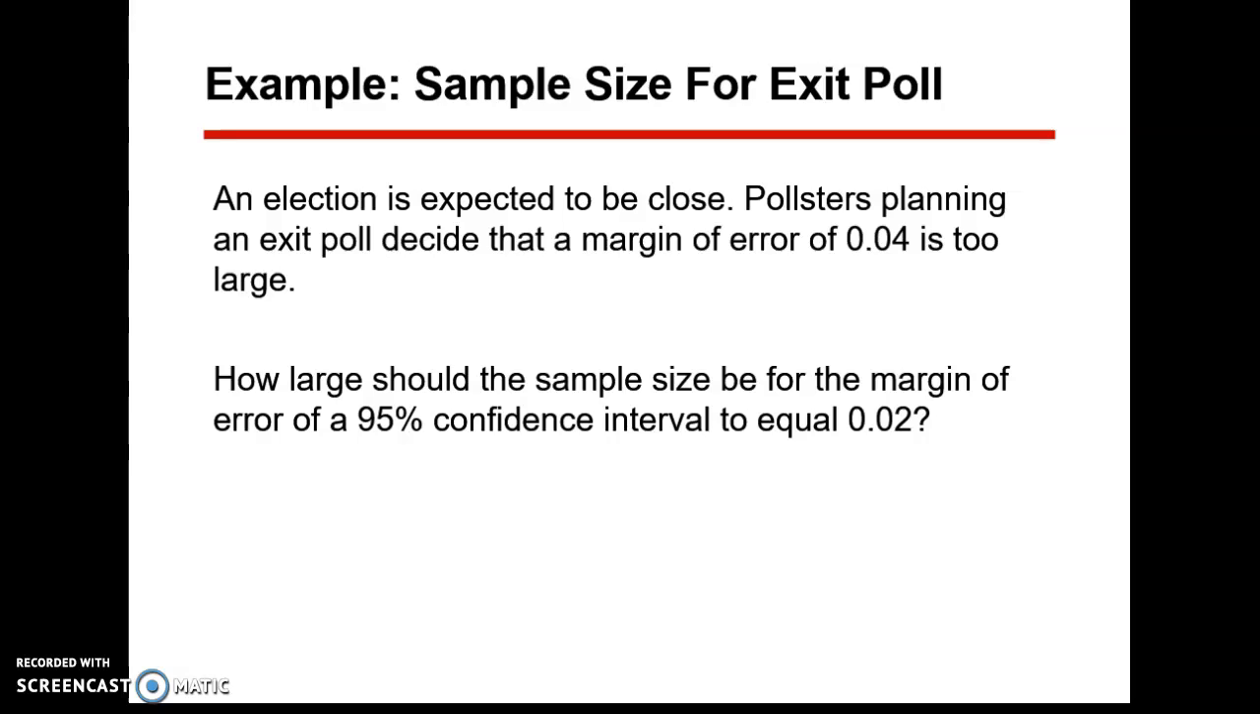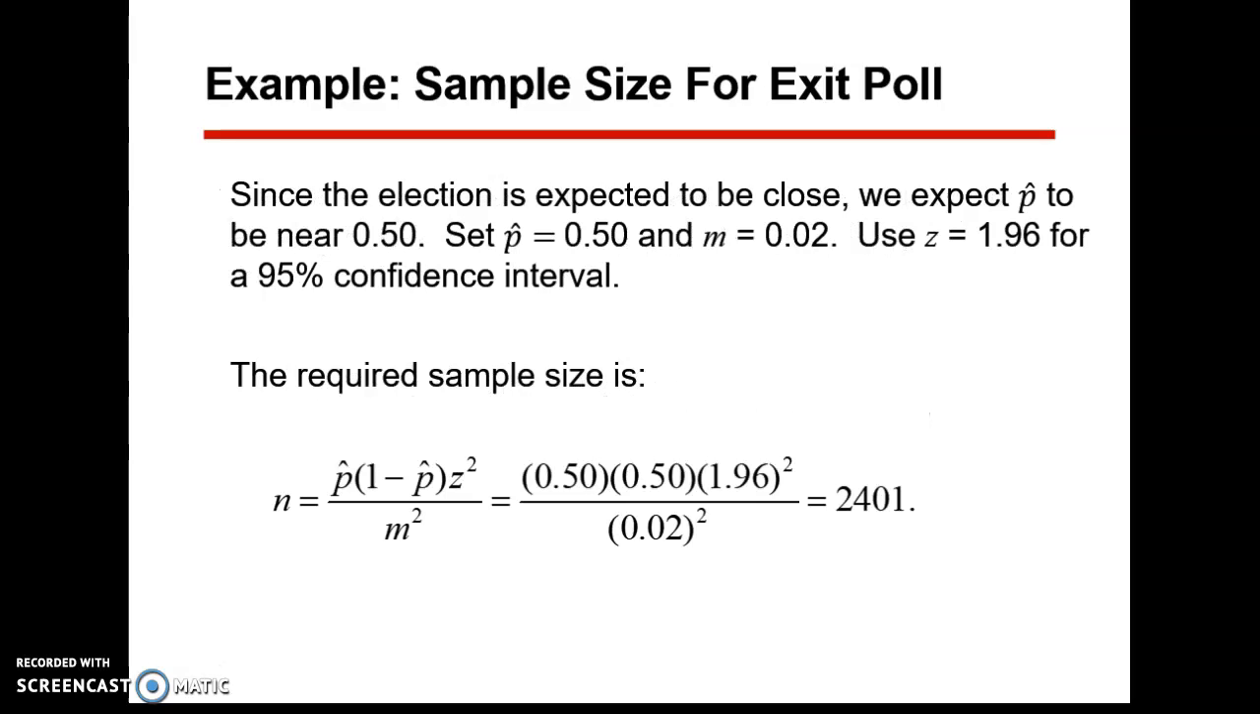So our example is about an election that's supposed to be close. And since it's close, adding or subtracting a margin of error of 4% is simply too large. So we're going to go for a smaller margin of error of 2%. We're going to do the calculation. So we simply plug in 0.5 for p hat. We plug in 1.96 for z. On the bottom for the margin of error we put 0.02. And we do the math and we get 2,401.